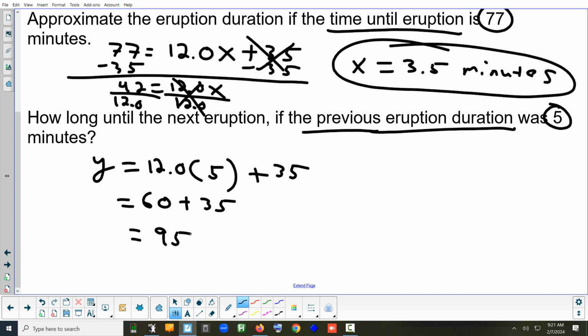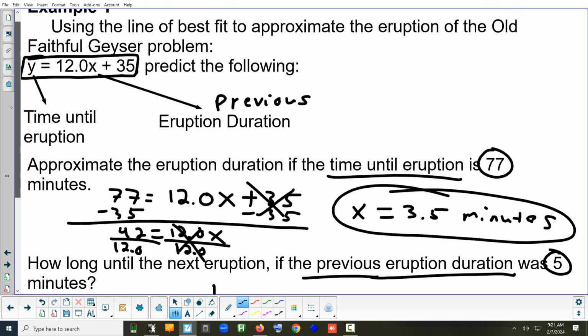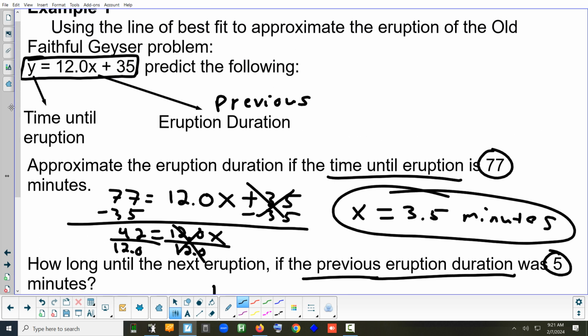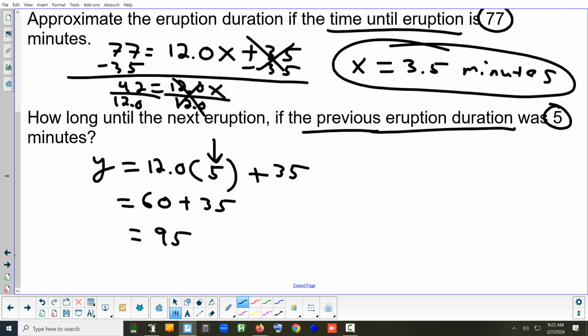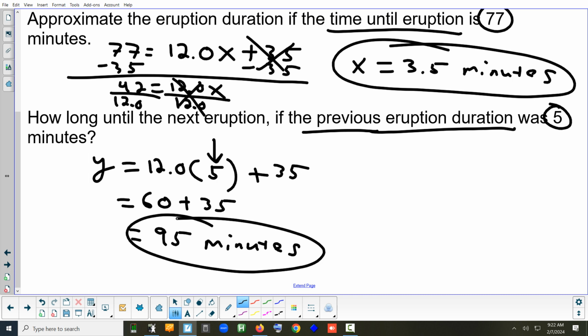95. And what letter did we just plug in for? Y. Like this is what we plugged in right here. Yeah, we plugged in for x and we solved for y. So y is the time until the next eruption. So the next eruption is going to happen in 95 what? Minutes. It's 95 minutes. Okay, so if you want to make sure you see it, you should probably get there in like 60 minutes. You probably get there a half hour early, just in case. But that's when it should roughly happen.